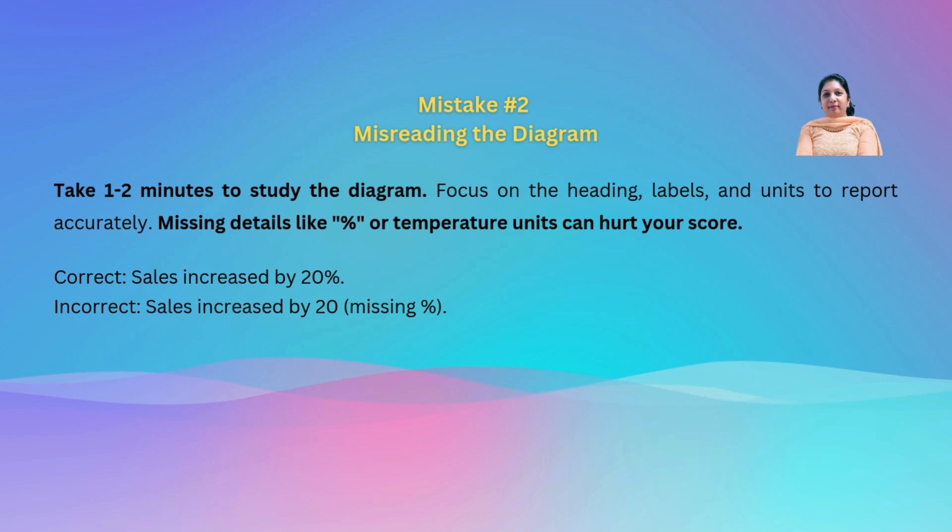Mistake number 2, misreading the diagram. Take 1 to 2 minutes to study the diagram. Focus on headings, labels, and units. Missing critical details like percentages or temperature units can lower your score. Example: correct, sales increased by 20%. Incorrect, sales increased by 20, missing percent. Tip: always double-check the units and numbers to avoid errors.